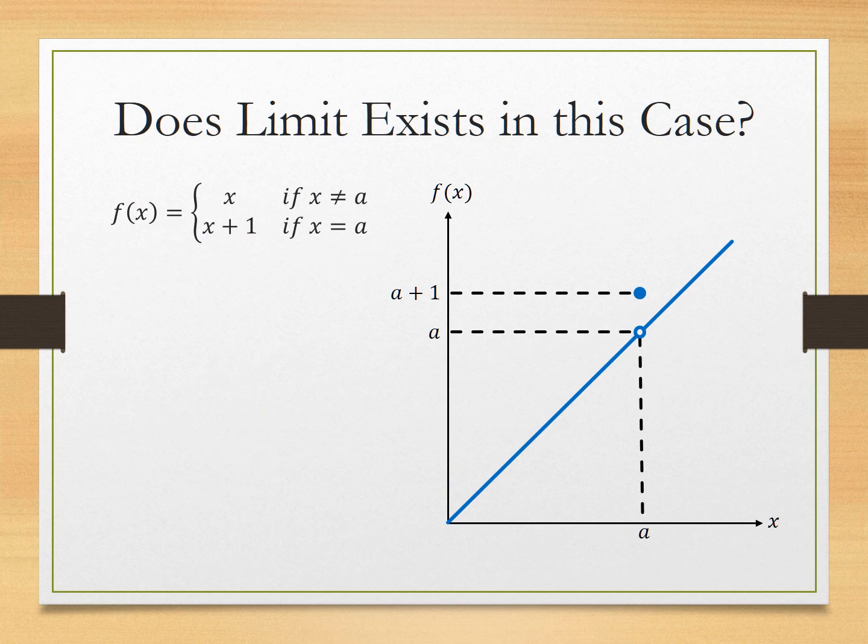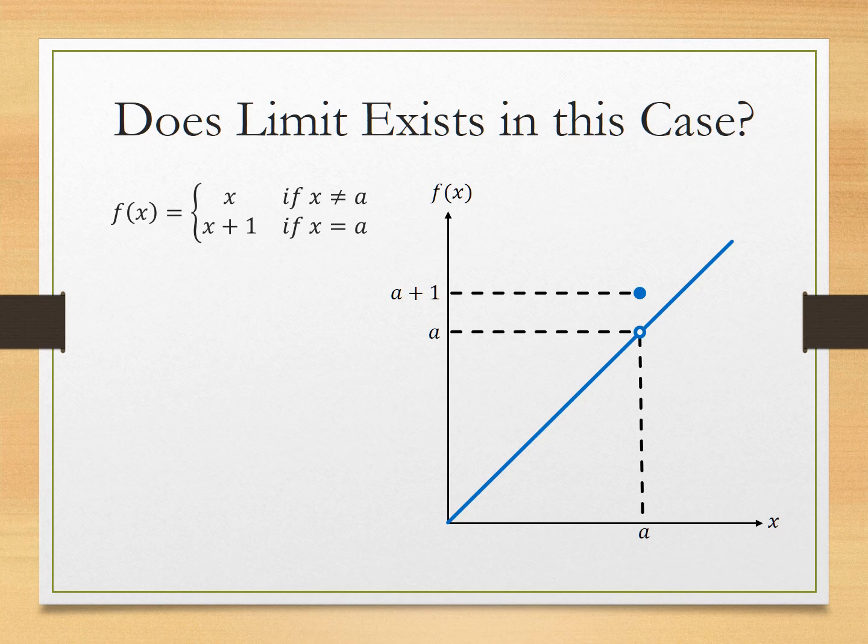Let's take a look at this example. It's a very weird example. The function equals x for all values of x except if x equals a. If x equals a, the function takes on the value x plus 1. I've plotted this on the diagram. You can see that it's a 45-degree line except at the point a, where it takes on the value a plus 1. So you have this particular point that is popping up.